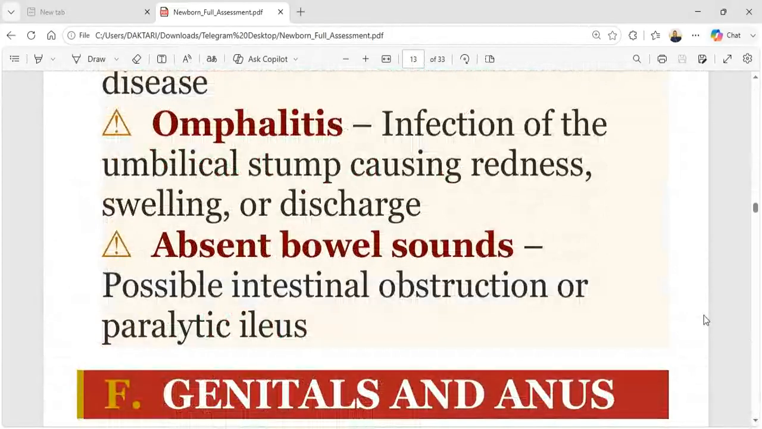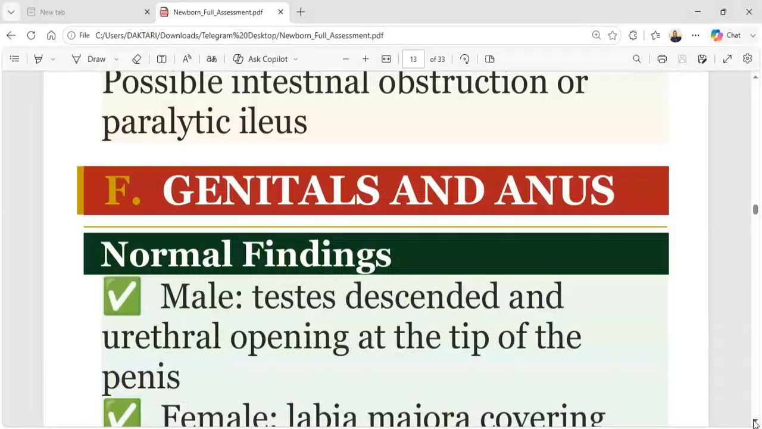Omphalitis is very key. You should check on that. Omphalitis is infection of the umbilical stump causing redness and swelling or discharge, called omphalitis. Okay, don't forget that.